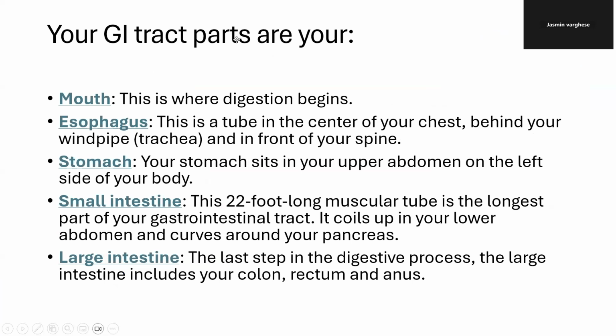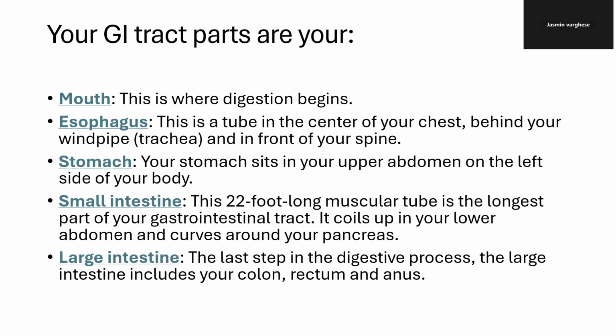The GI tract parts include the mouth, this is where digestion begins. Esophagus, this is a tube in the center of your chest behind your windpipe, that means your trachea, and in front of your spine. Stomach. Your stomach sits in your upper abdomen on the left side of your body.